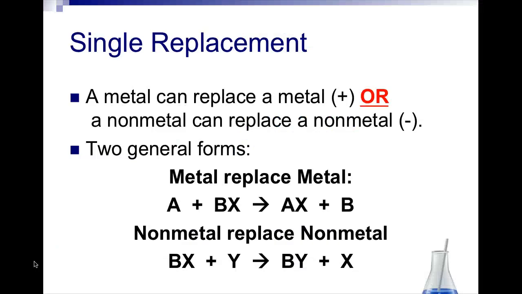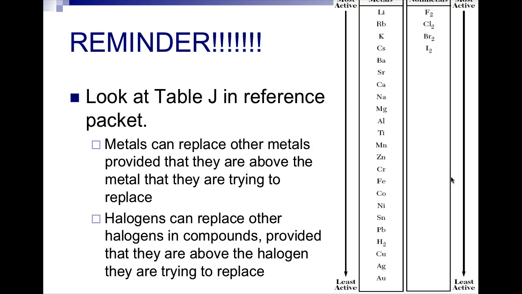All right, so let's continue. Single replacement. This is where a metal can replace a metal or a non-metal can replace a non-metal. The two general forms are as shown below. They really don't look any different. And this is where we need to make sure we understand and can use the activity series.